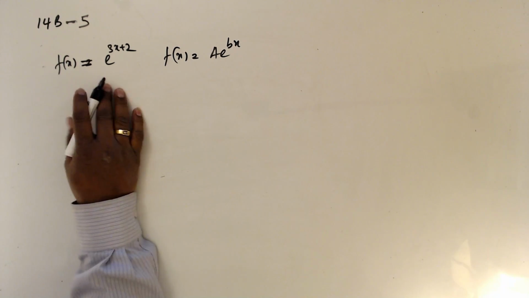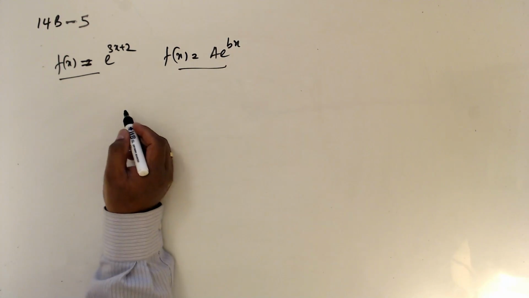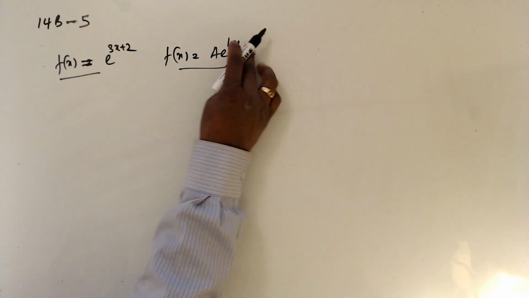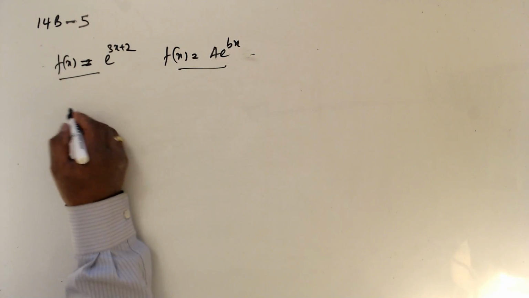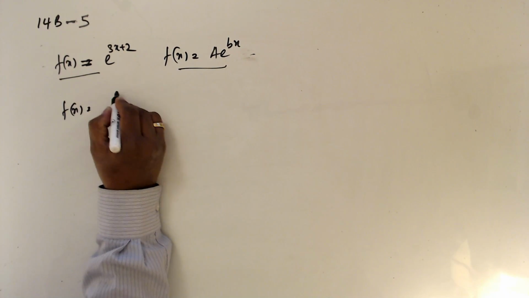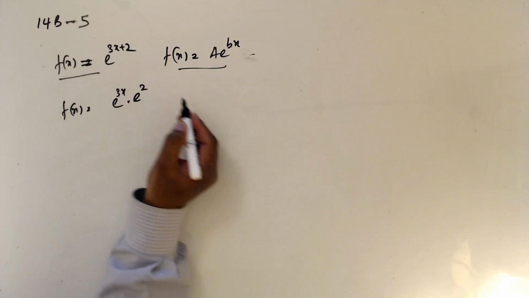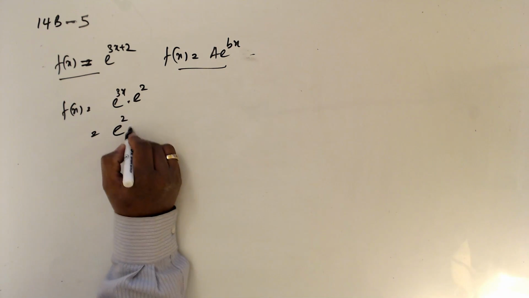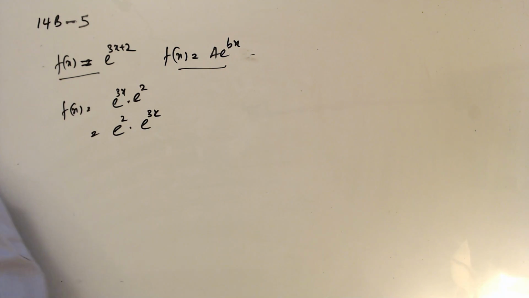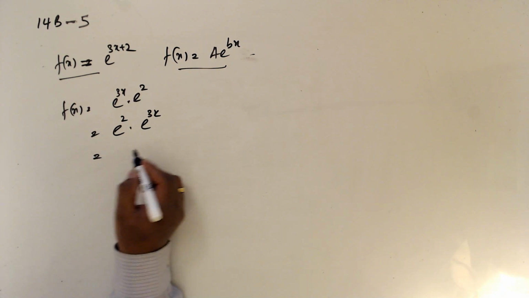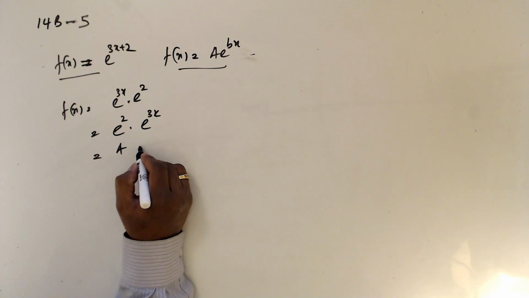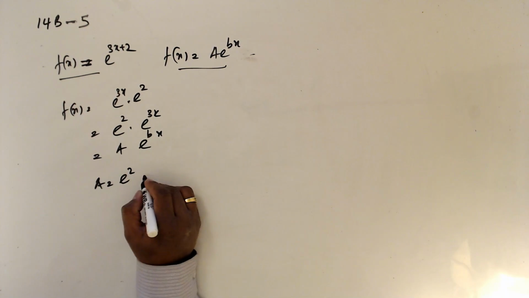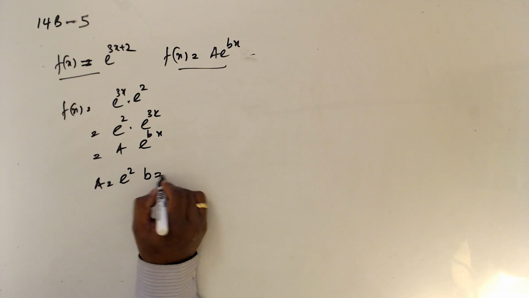Question number 5. This one we want to bring to this level. When you look at this one, there is no translation. C is 0. So that is the information. So we'll simplify f(x) equals e^(3x) times e^2. So then this is going to be e^2 times e^(3x). So this value is A e^(bx). So A equals e^2 and b equals 3.